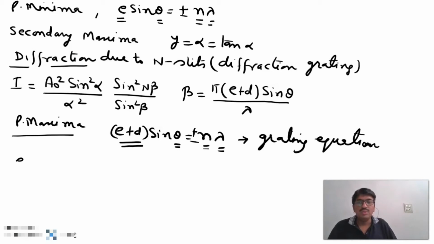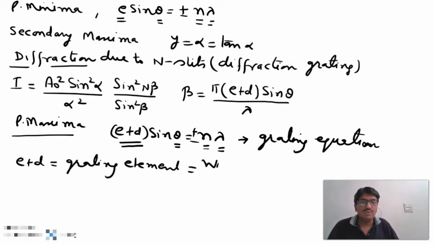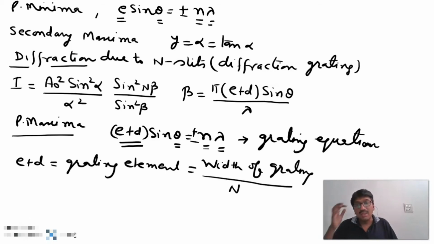And e plus d, the grating element, should be equal to the width of grating upon the total number of lines on the grating. This is the method to determine the grating element.